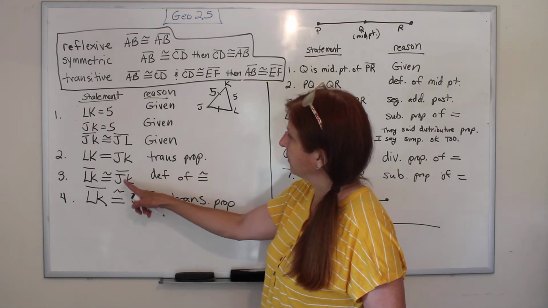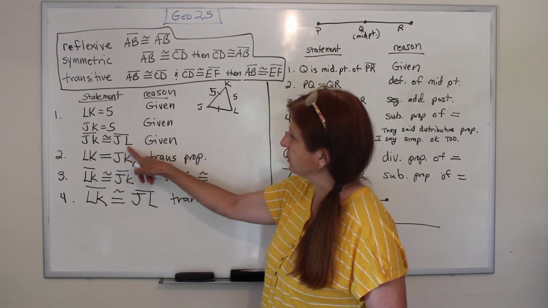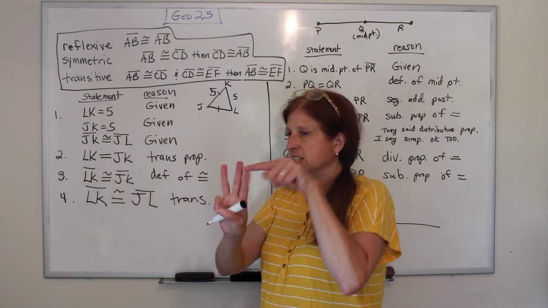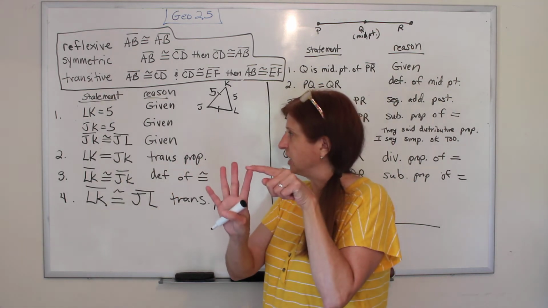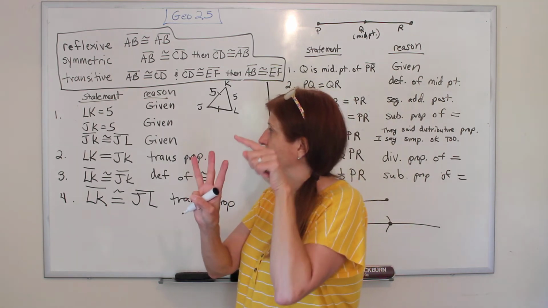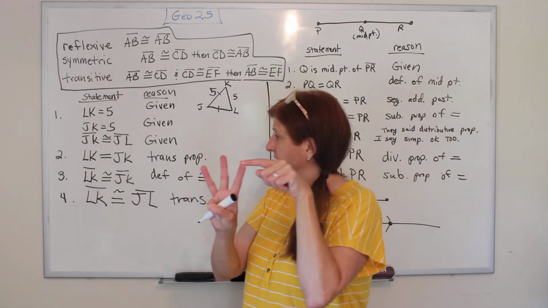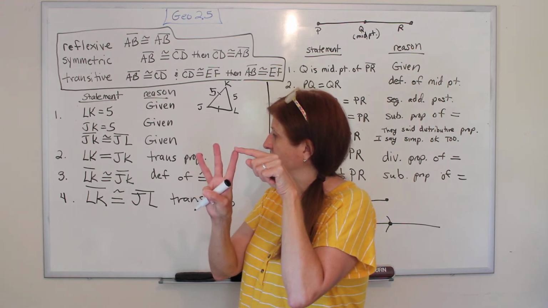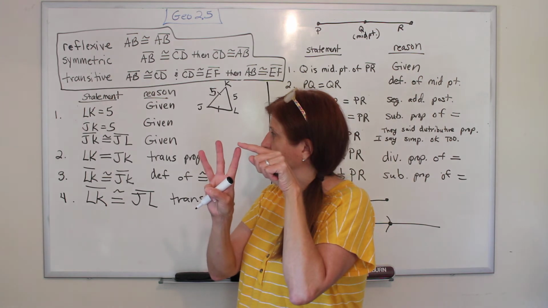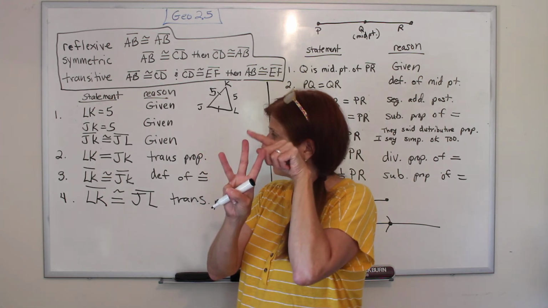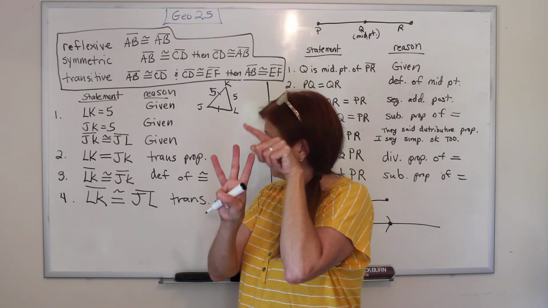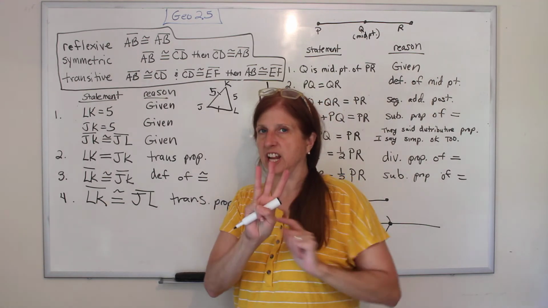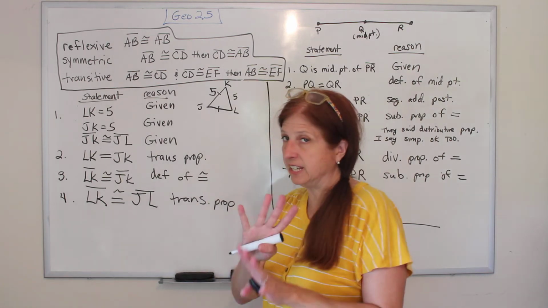We've shown that both of these, JK is congruent to JL and JK is congruent to LK. So we can say that they're congruent to each other. Let me say it for you. LK is congruent to JK and JK is congruent to JL. So LK is congruent to JL. All right, this will get easier, I promise.